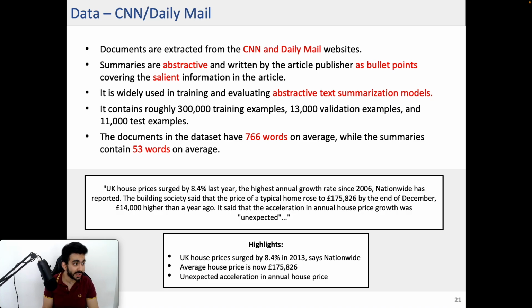With respect to statistics, it contains about 300,000 training examples, 13,000 validation, and 11,000 test examples. The documents in the dataset have an average of 766 words, while the summaries are 53 words. I hope you are calculating more or less the T right now, or the tau we presented in the beginning. And this is an example of the CNN Daily Mail dataset.